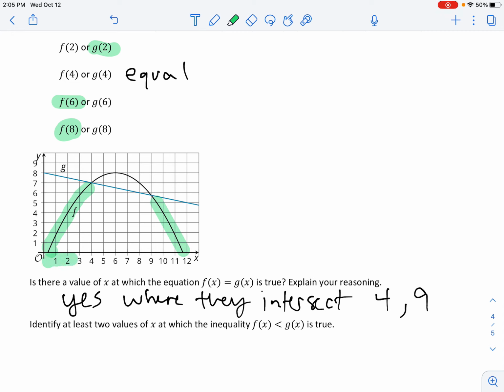So we can go up to 4, but not include 4, because 4 is where they're equal to each other. And then we can start at 9 and go up to 11.5 or so, but not include 9. Okay, so any value from about 1/2 to 4, but not including 4, and then any value from 9 to 11.5, but not including 9. Okay, so you could pick any value in between those two ranges and it would satisfy that inequality.